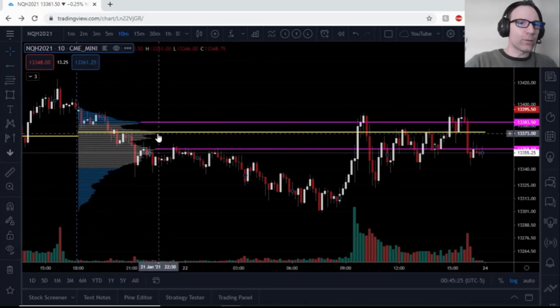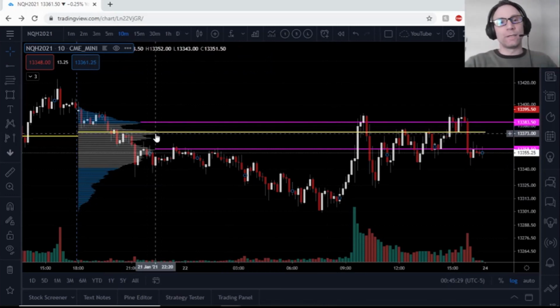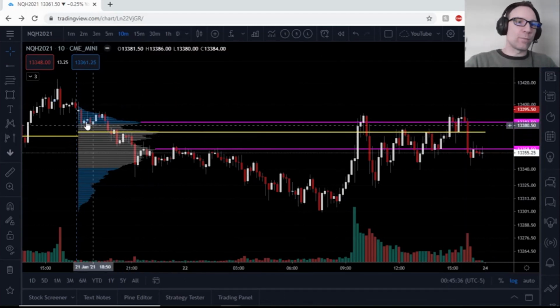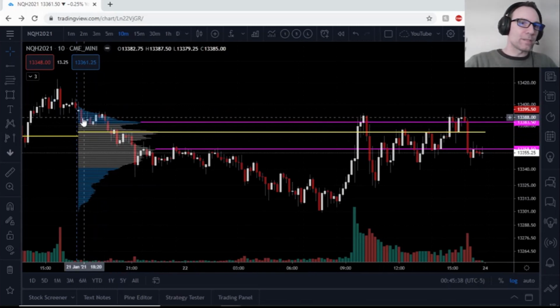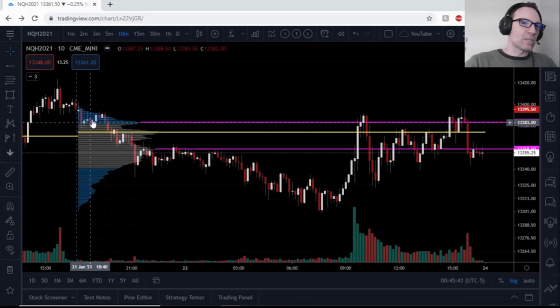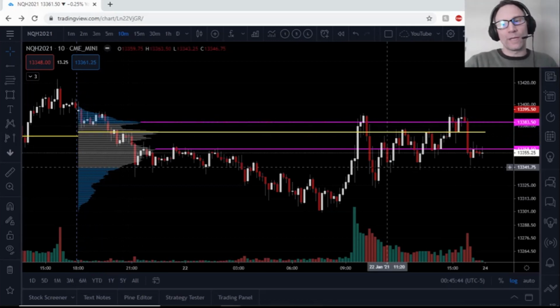This level right here with this yellow line, it's called the point of control, or the POC. And this is the level where the most contracts were traded to that point in time. So when the market opened right here in this area, this level didn't exist yet, so the point of control would have been somewhere in this area, which we can take a look at in a minute.